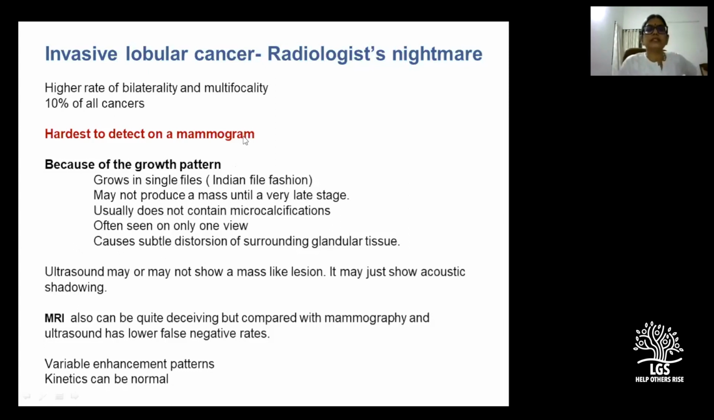So the next thing is the lobular cancer. This is a radiologist's nightmare. Or maybe actually we should split it up into another session because there's quite a lot coming behind.